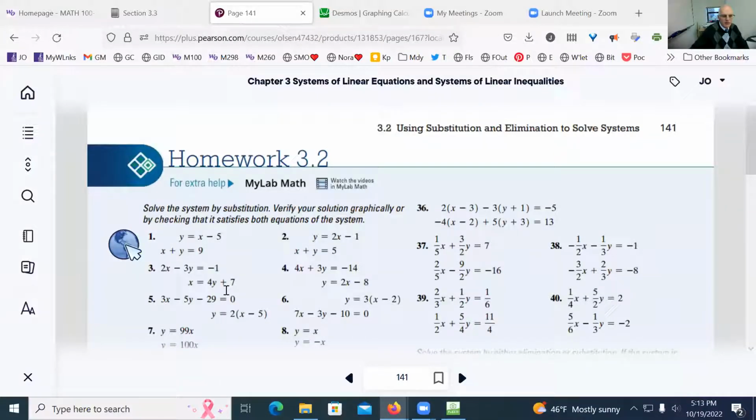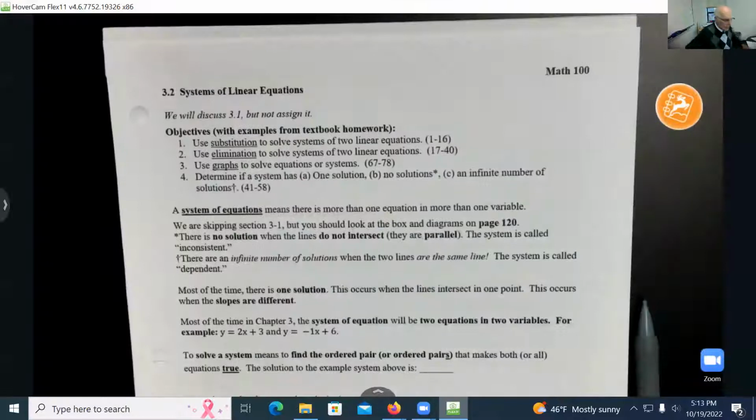Here are some examples. For example, in question 1, we have the equation y equals x minus 5, and the second equation is x plus y equals 9. Two equations with two letters. Let's do the example on our handout today. And I'm going to be using substitution.